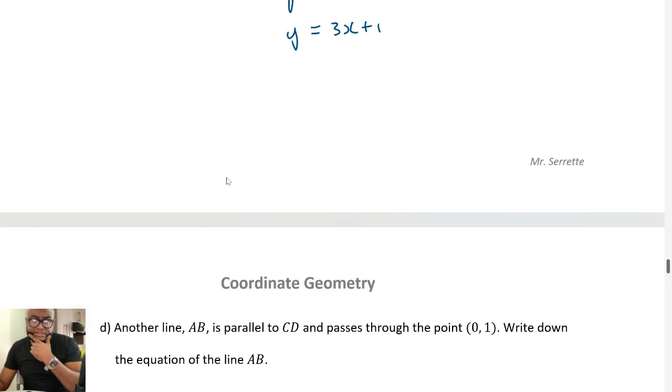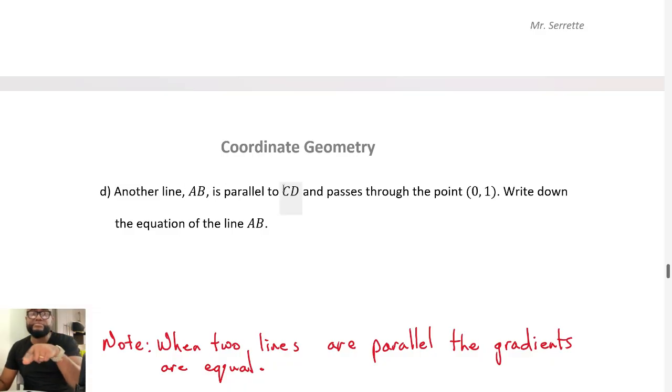Right, let me go down and see the question. Another line AB is parallel to CD and passes through the point (0, 1). (0, 1) means 0 on what axis? And 1 on the, everybody good there? XY, right? So 0 on the X, 1 on the Y. So I'll scroll it back up.